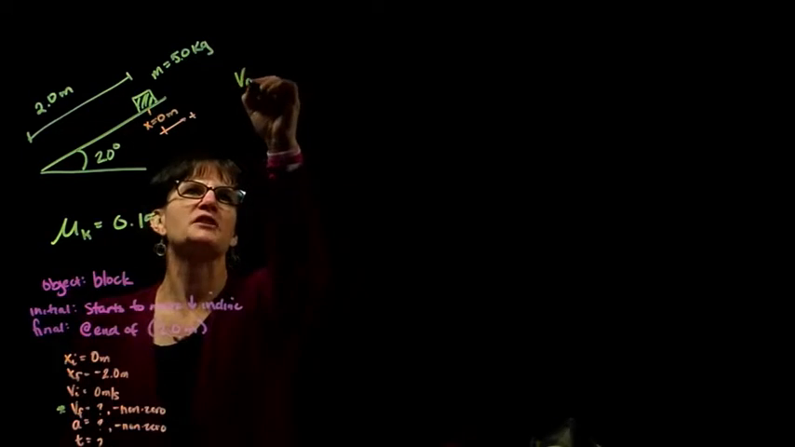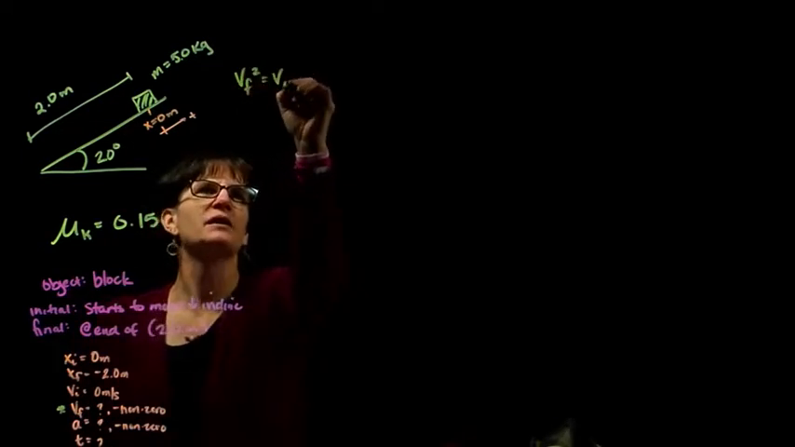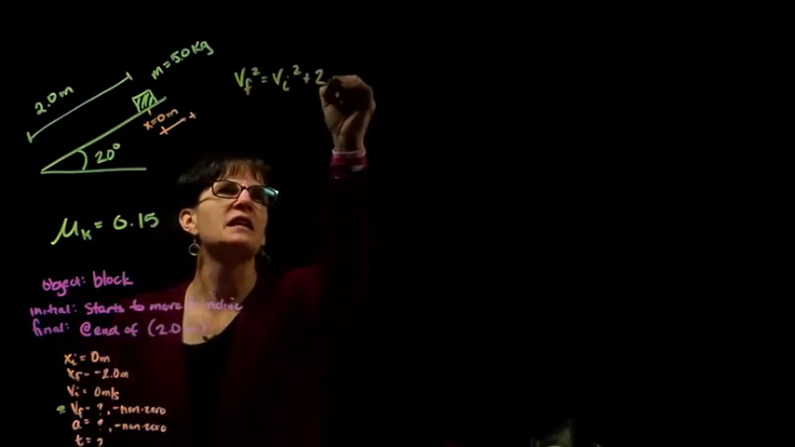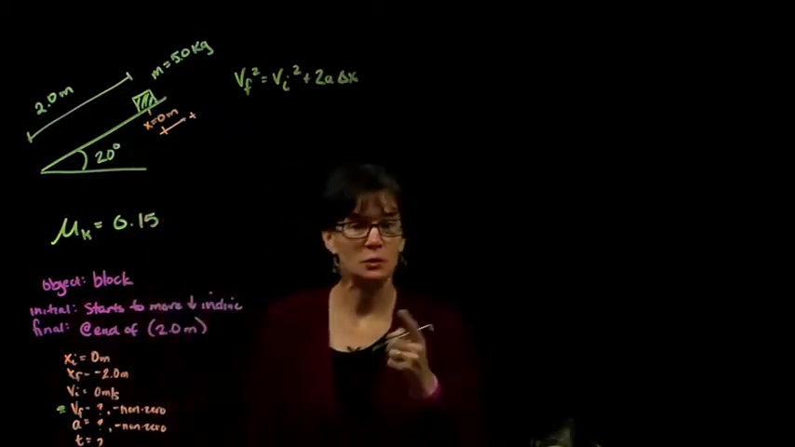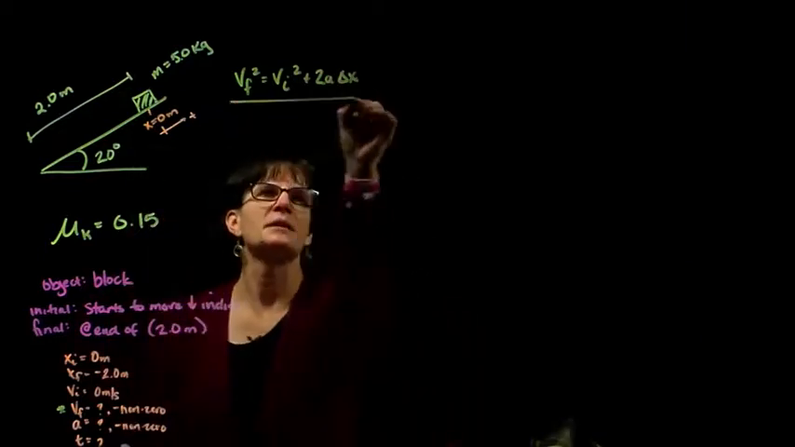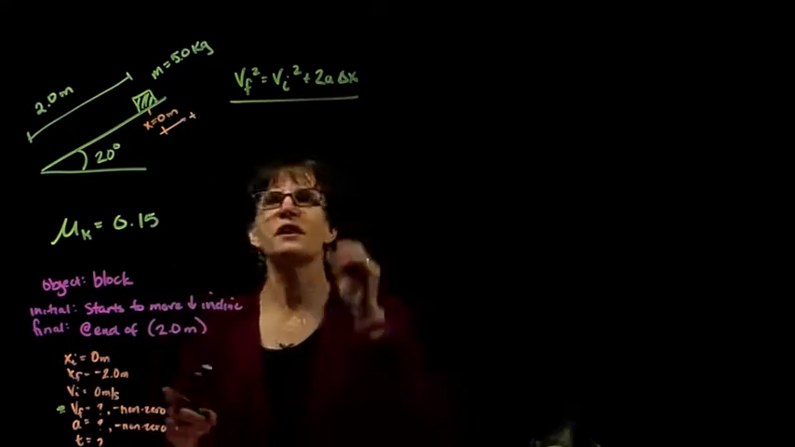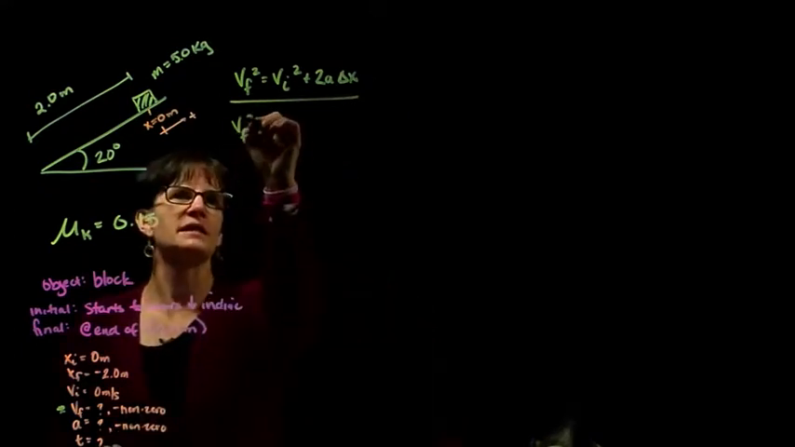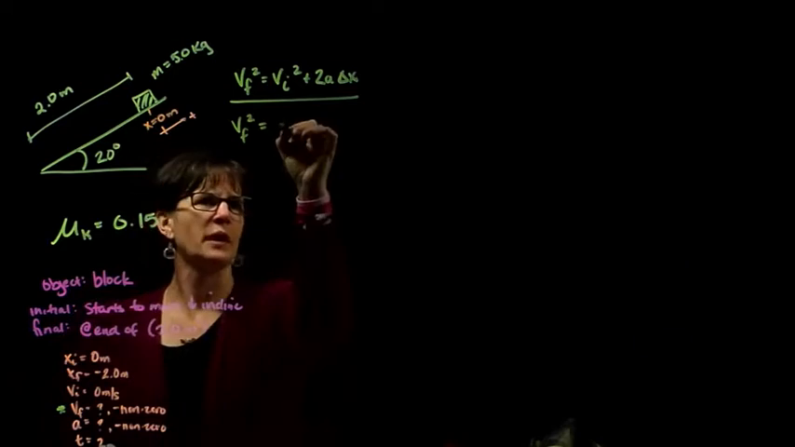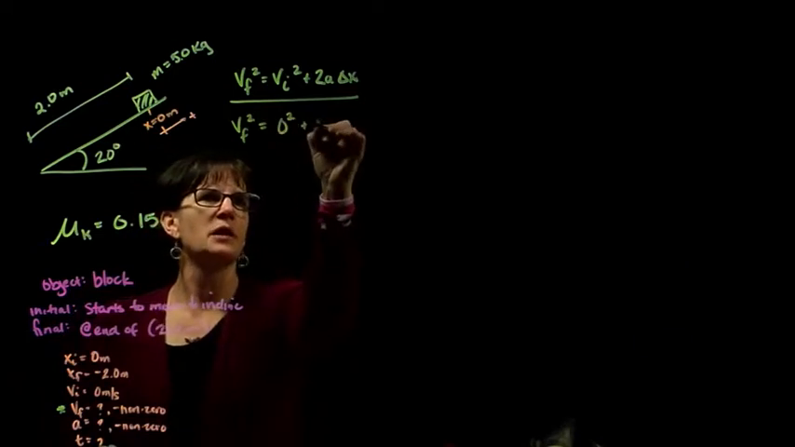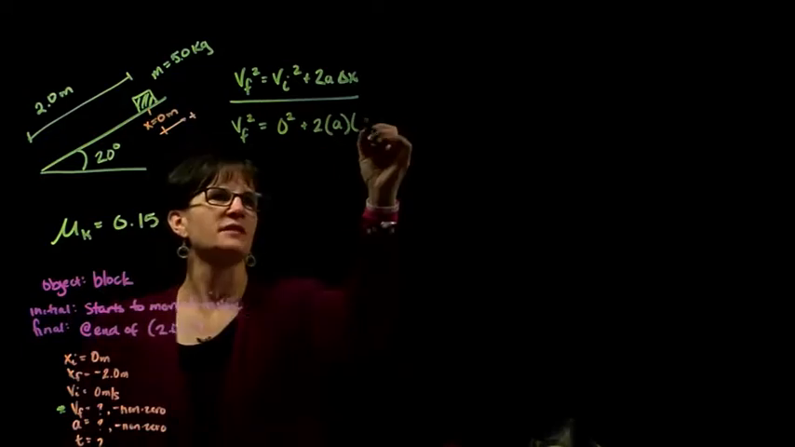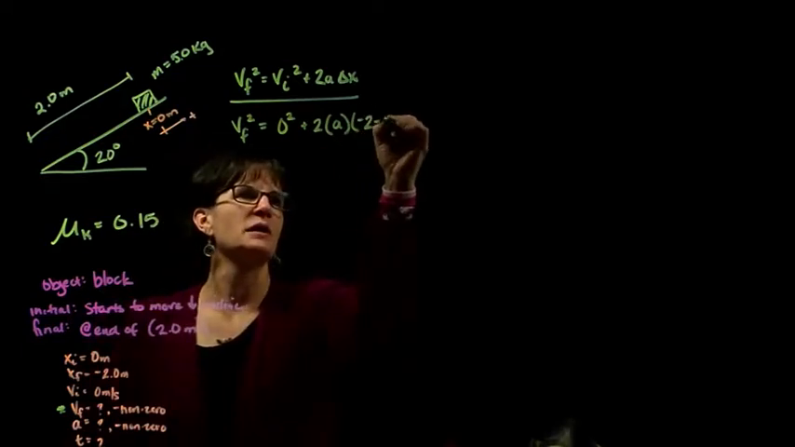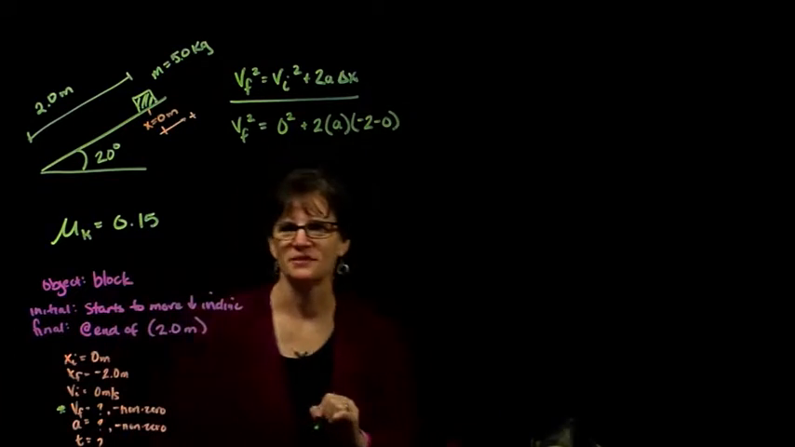So that relationship is our relationship that says v final squared equals v initial squared plus 2 times the acceleration times my change in position. So v final squared is indeed what I want, so that stays what it is. V initial squared, well, that's 0 squared, plus 2. I don't know my acceleration. My x final is minus 2 minus x initial of 0.